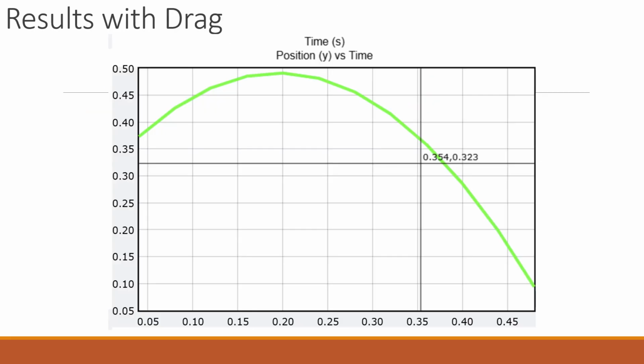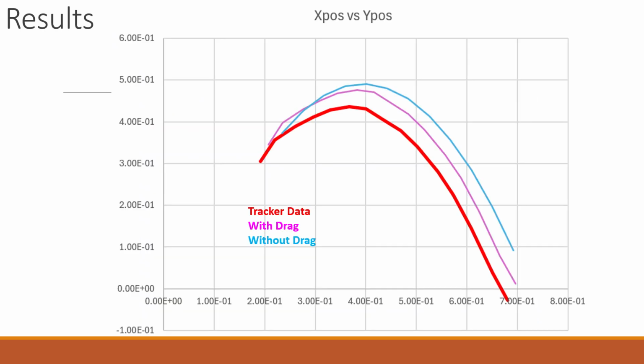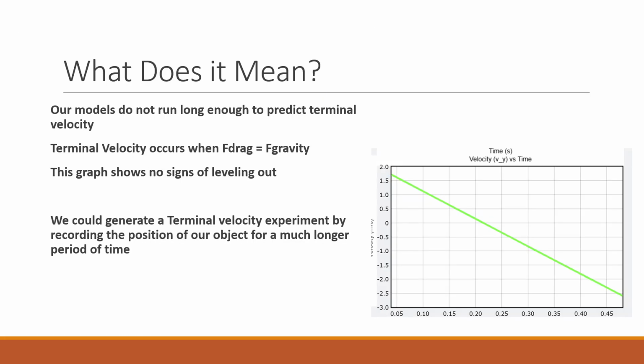Here are our results with drag. It still closely resembles the path of the ball. In the next slide, we will compare the two. Here are all three graphs combined on one plane. The red line is the Tracker data, the purple line is the simulation with drag, and the blue line is the simulation without drag. As you can see, the purple line was closest to the Tracker data, meaning it was a more accurate representation of the experiment.